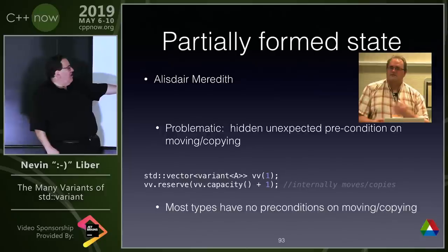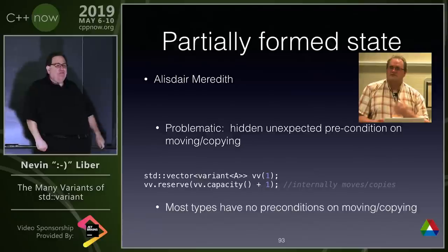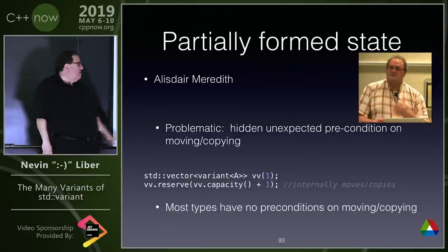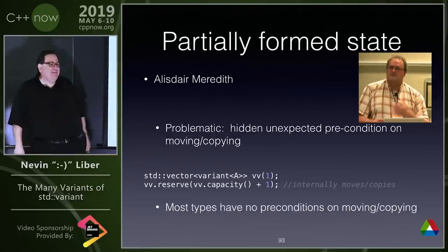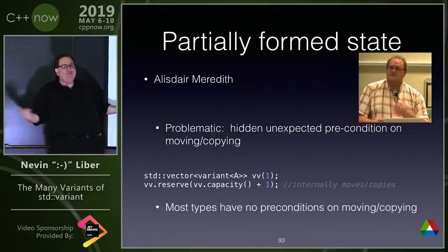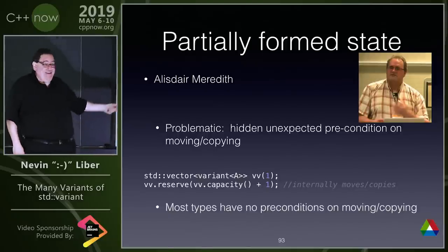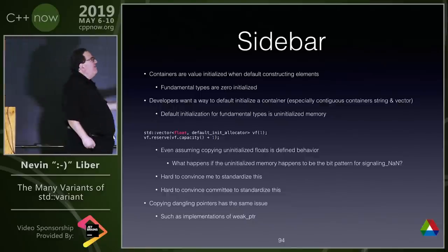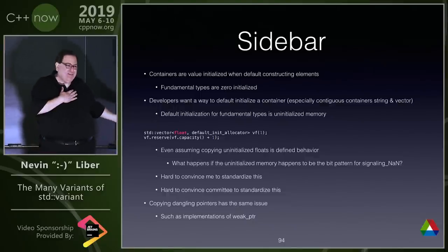Right? You have a vector of variants with one element. I want to reserve more space. This will internally move. If there's a precondition on moving and copying, I've now either invoked undefined behavior or thrown an exception or whatever you want to deal with. This is really bad. And as a sidebar, we're still trying to teach the committee that I believe this is really bad.